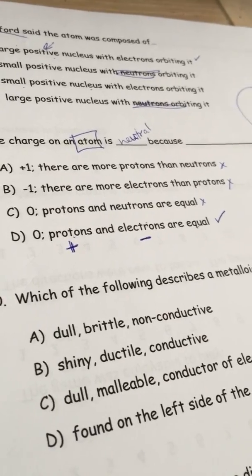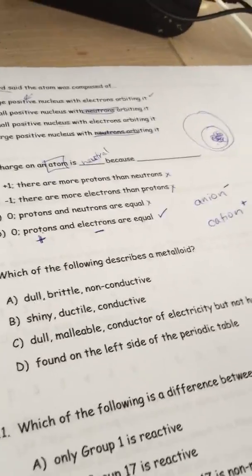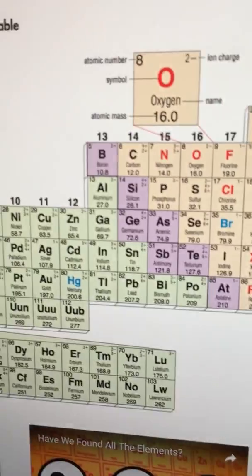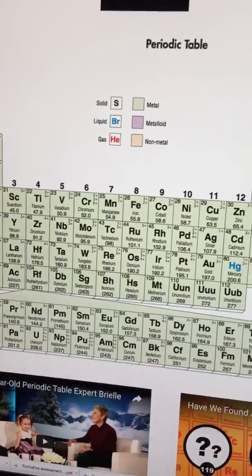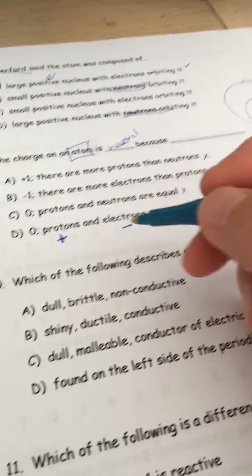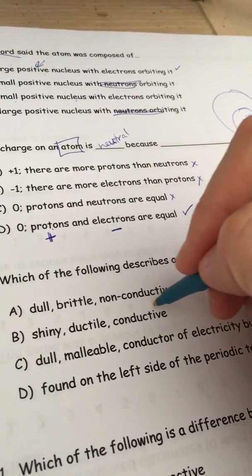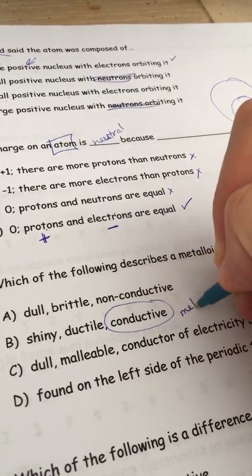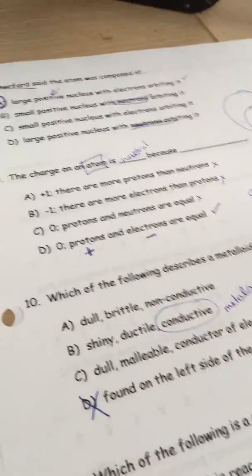Which of the following describes a metalloid? Again, this one is best done by process of elimination. Metalloids are the ones that are in purple on the staircase. We know that metals, the green ones, conduct electricity because they're metals. So this one has conductive in it, so that's probably metals. Are they on the left side of the periodic table? No, those are the metals, so it's not that one.